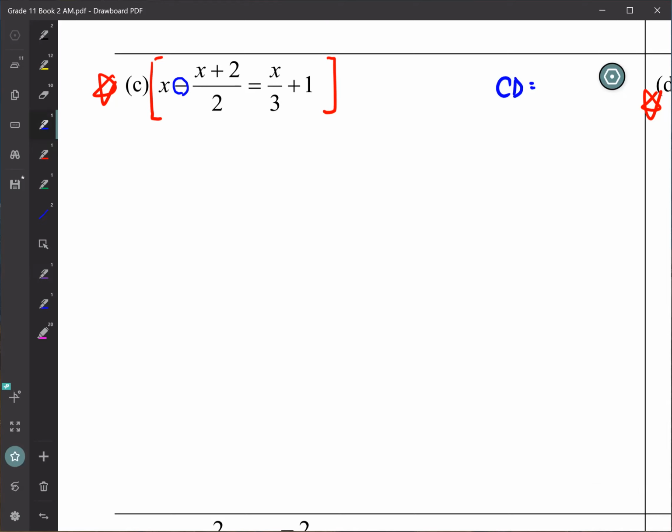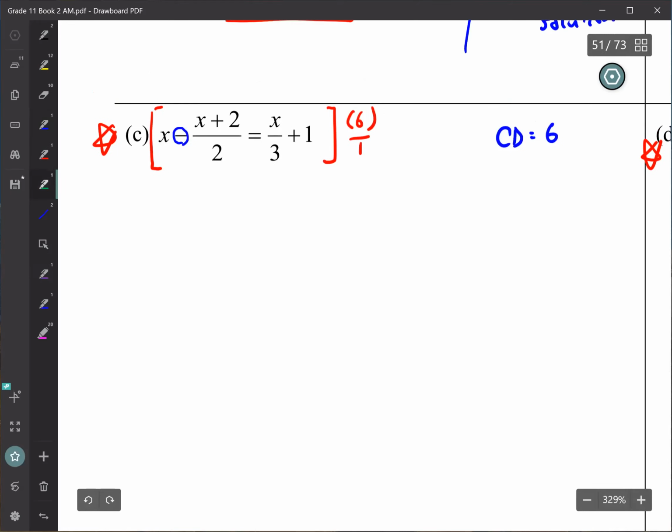Okay, Nathan, what's the common denominator for this one? I got 6. Yeah, this one is 6. So everything needs to be times 6. Multiply slowly. You have 4 fractions to multiply, or 4 terms to multiply. Okay, I'll let you guys try it out.